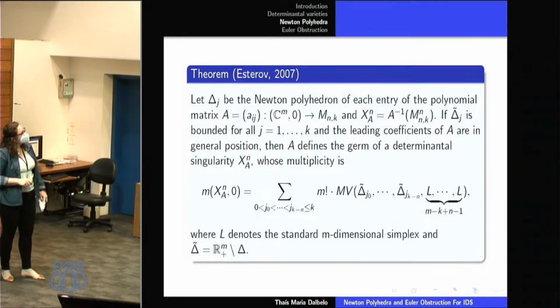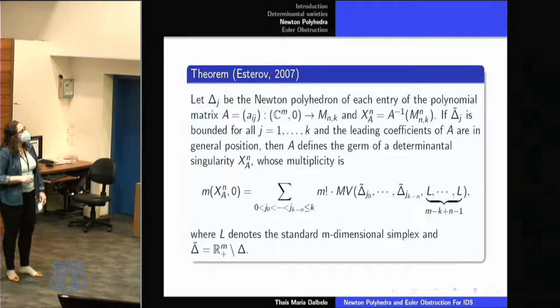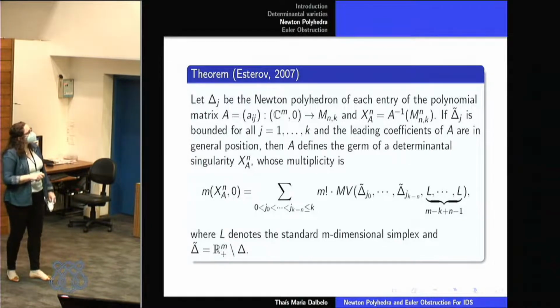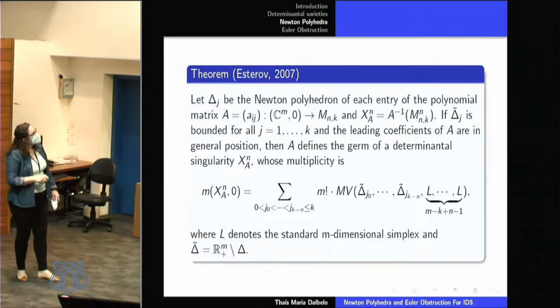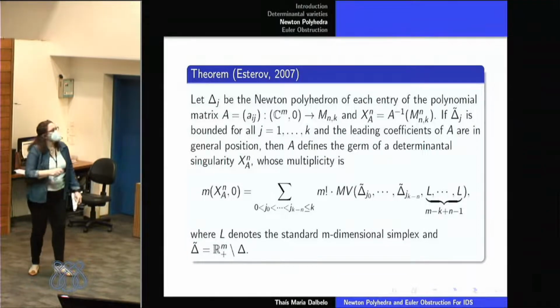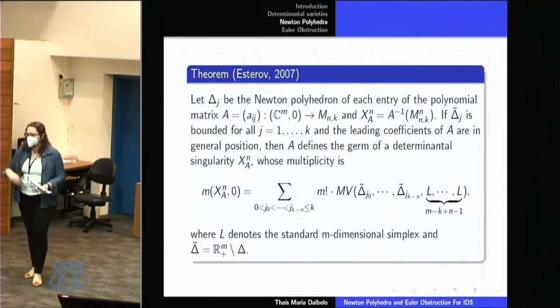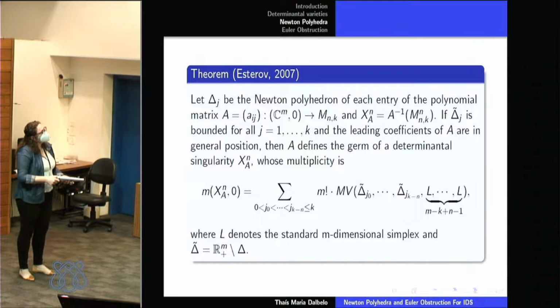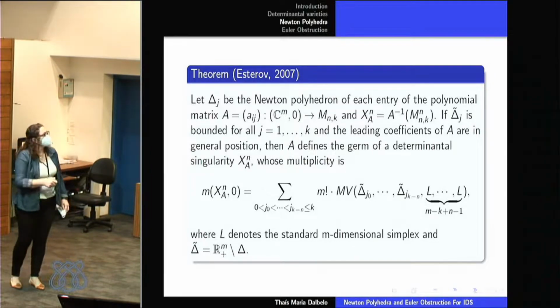If the complement of Delta J in R^n is bounded for all columns of this matrix, and if the leading coefficients of A are in general position, then A defines a determinantal singularity whose multiplicity is given by this expression, where L denotes the standard m-dimensional simplex in R^m. This multiplicity is the same multiplicity that Alexandre Fernandes defined yesterday in his talks. Here appear the Newton polyhedra of the columns of this matrix, and MV denotes the mixed volumes between these polyhedra.